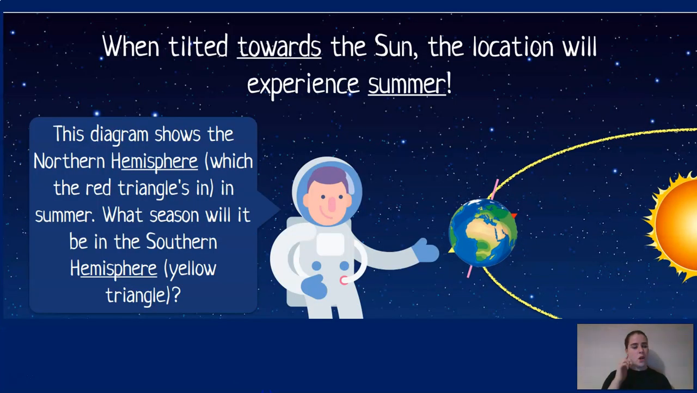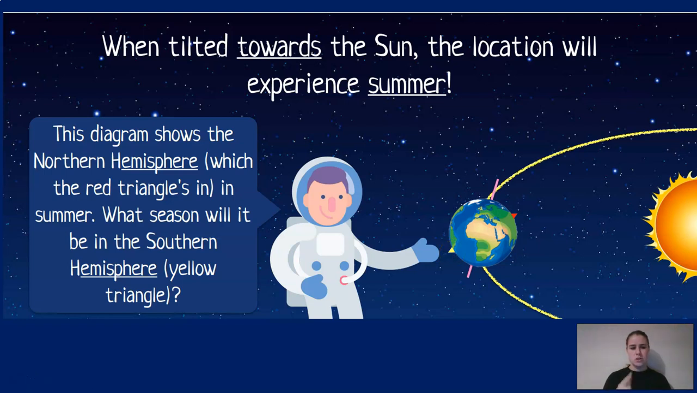When it's tilted towards the Sun, we know that location must experience summer. Because it's inside the northern hemisphere, pointing towards the Sun, it's got to be experiencing the hot weather. Now, if this side is experiencing the hot weather, we've got our yellow triangle over here, which is going to be on the opposite side.